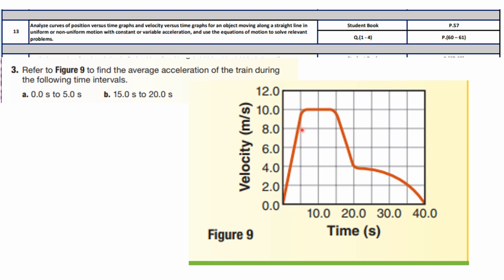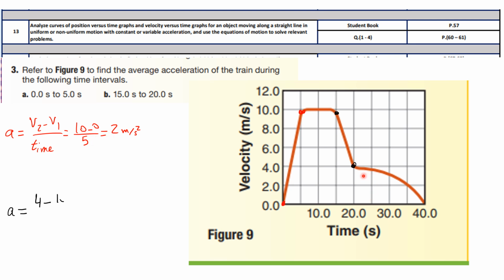It's here. So I pick 2 points, this one and this one, of course 0, and I calculate V final minus V initial over time, which is 2 meters per second squared. So V final, which is here 10, minus 0, over time, which is between 0 and 5, which is 5, minus 0, equal to 2 meters per second squared.